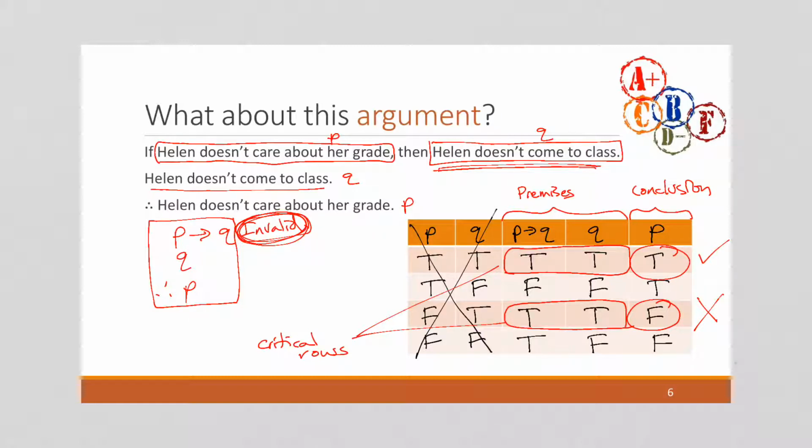If she doesn't care about her grade is one of them, right? But it's not all of them. So this is true: if she doesn't care about her grade, then she won't bother to come to class. And if this one's true, that she doesn't come to class, well, we can't know for sure why she didn't come to class. We can't say that's because she didn't care about her grade. It could have been about something else. So that's why this is an invalid argument. In fact, this is commonly known as the converse error.